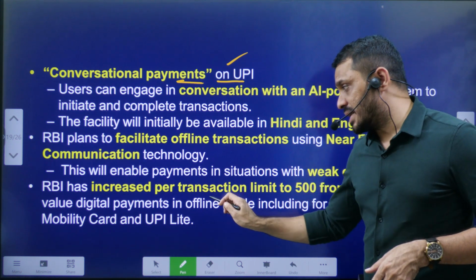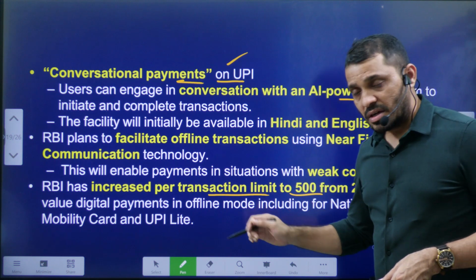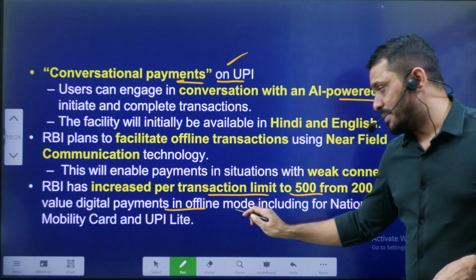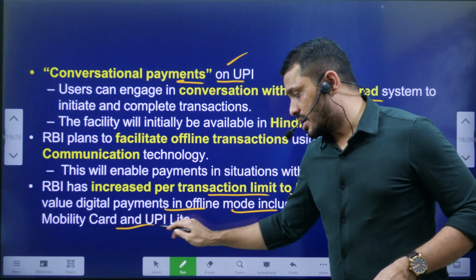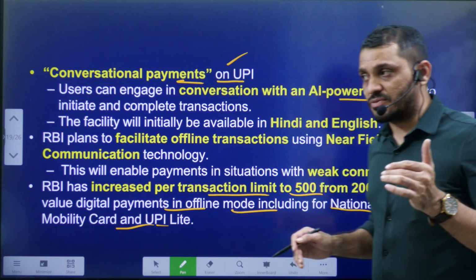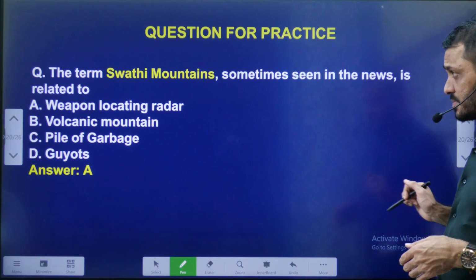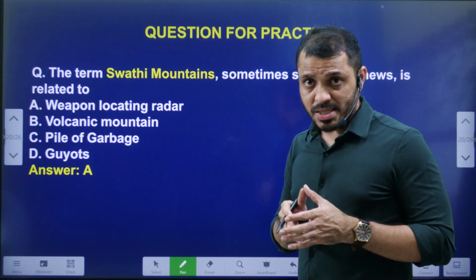RBI also increased the transaction limit from 200 to 500 for small value digital payments in offline mode, including the National Common Mobility Card. So on these services, the transaction limit is increased from 200 to 500. So these are some of the details regarding the RBI's Monetary Policy Committee.